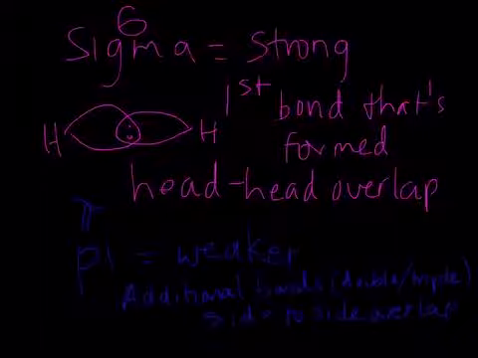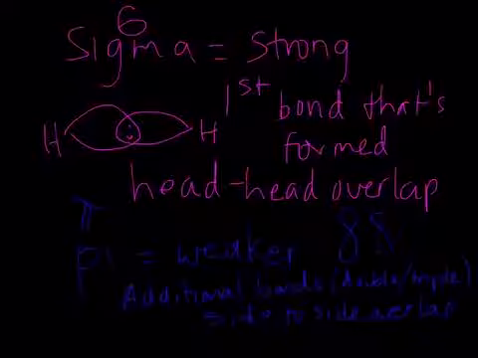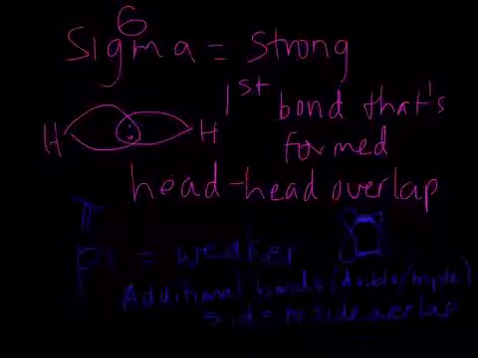The other type of bond we have is called a pi bond. A pi bond is a little bit weaker bond, and it's caused by additional bonds past that first bond. So it's going to be your double bond or your triple bond. What it's caused by is side-to-side overlap of orbitals, specifically of p orbitals, as we'll learn in a moment. And that side-to-side overlap causes a weaker bond to form, but it's an additional bond.